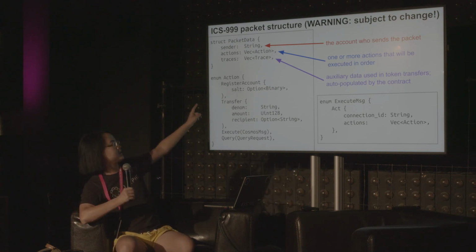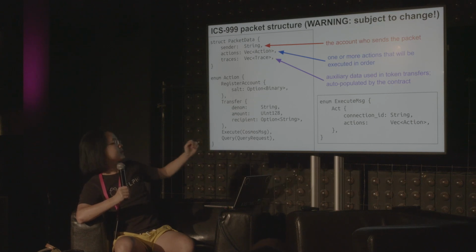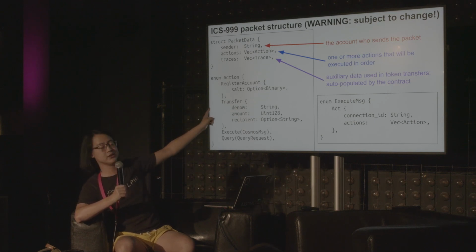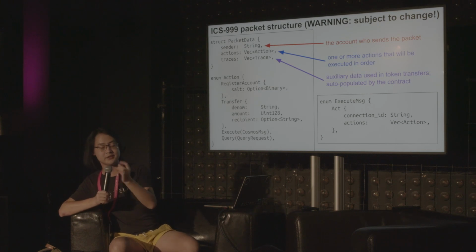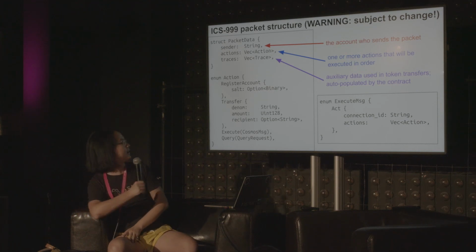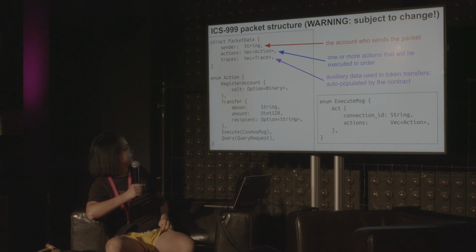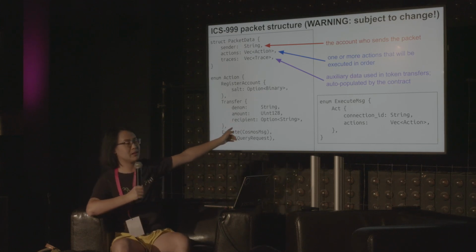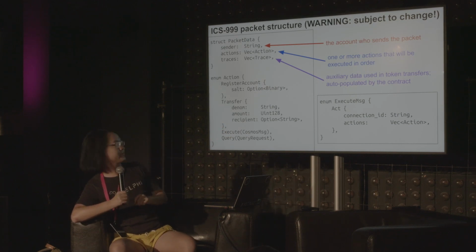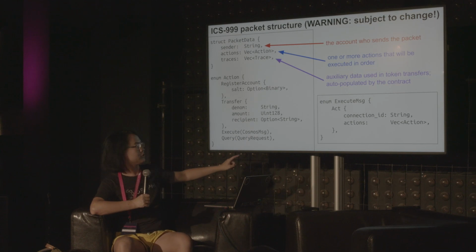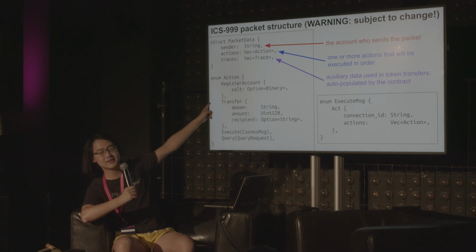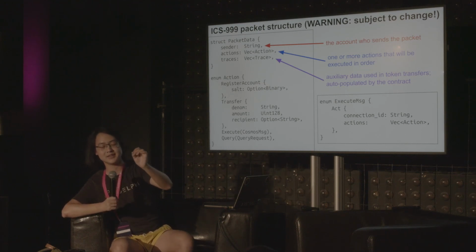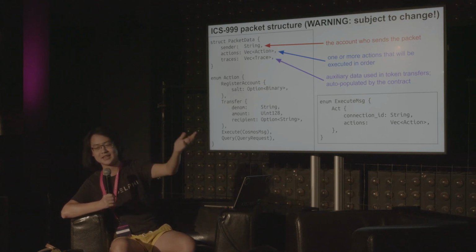Okay, so let's look at actions. Actions is a Rust enum. It has a few variants. For example, you can register an interchain account, in which case you can provide a salt. It uses instantiate2 to register that account, so you can predict the contract address ahead of time. You can make a token transfer where you specify the denom and amount. Recipient is optional. If you don't provide it, it defaults to your interchain account. You can execute any Cosmos message, or you can make a query. And you can pack as many actions as you want into your packet, as long as it fits in the packet data size limit, which I think is 1 megabyte, and the execution gas limit, obviously.